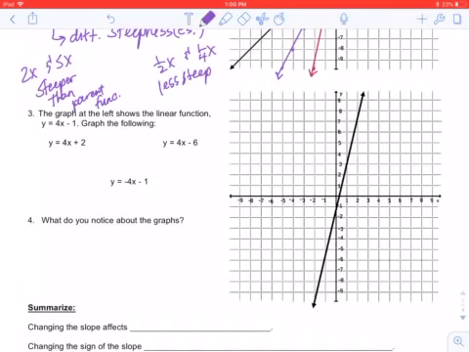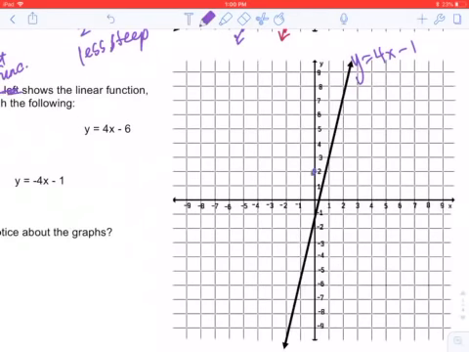So let's try this again. It says the graph at the left, which really should say the right, shows the linear function y equals 4x minus 1. So this is not the parent function. It says graph the following. y equals 4x plus 2. Okay, so let me go graph that. We're starting at 2 this time.